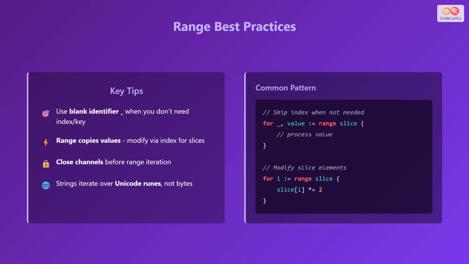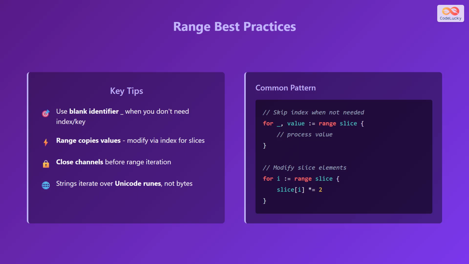Now let's discuss some best practices for using range in Go. When you don't need the index or key, use the blank identifier underscore to discard it. This makes your code cleaner and more readable. Remember that range copies values, so if you need to modify the original slice, modify the slice elements directly using the index. Always close channels before range iteration to signal that no more values will be sent. Strings iterate over Unicode runes, not bytes, so be mindful of this when processing strings with non-ASCII characters.